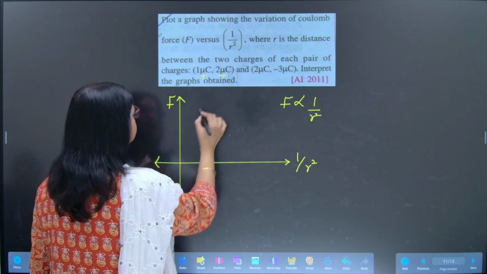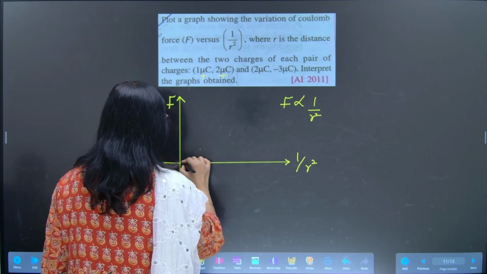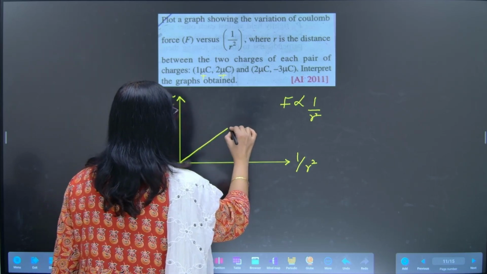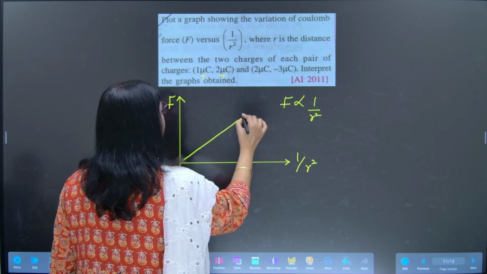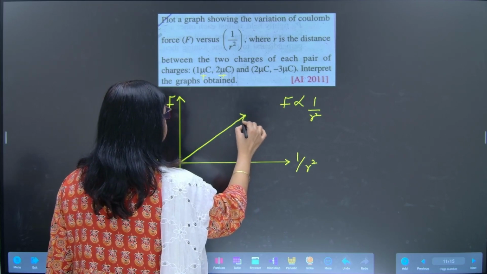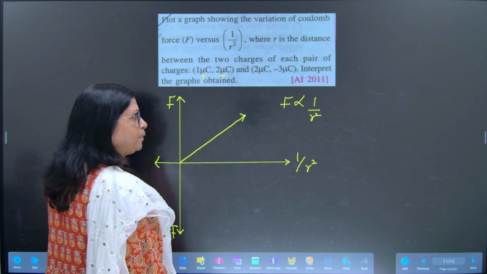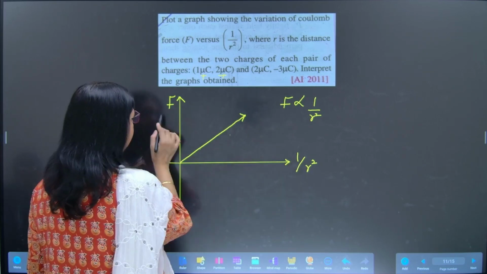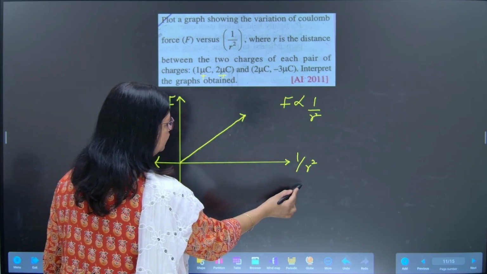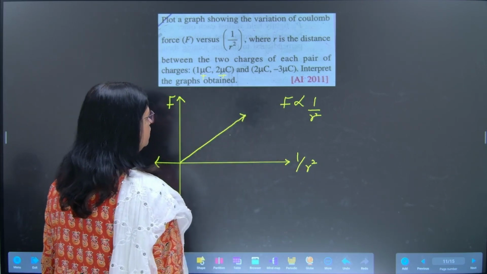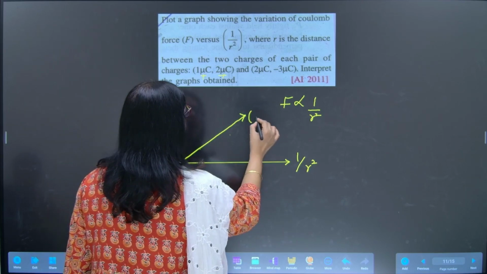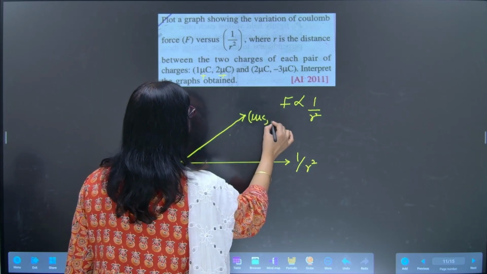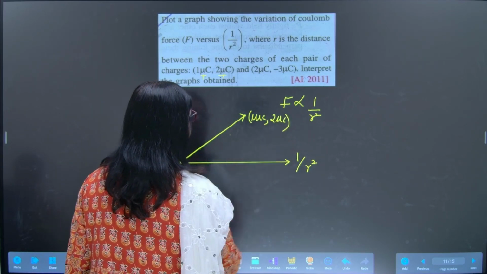So using that property, let us draw the graph as a straight line graph, because it is just now explained that force is directly proportional to 1 upon r square. Here we have F and here we have 1 upon r square. So we have a straight line graph of 1 microcoulomb and 2 microcoulomb.